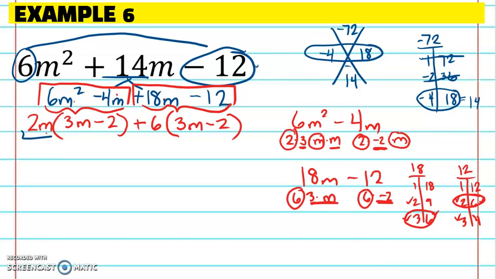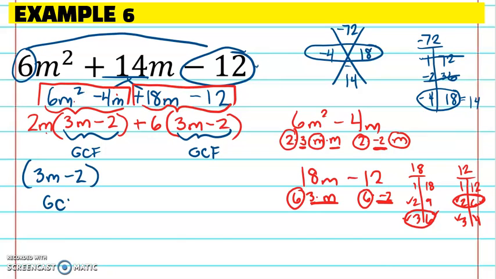And now I look, okay, I have my two things, but I'm still adding. I'm not at the multiplication yet, which is my ultimate goal. But I look and I'm like, hey, they're both multiplied by 3m minus 2. Sweet. We pull that out, 3m minus 2. And then we ask ourselves, well, what's left over to multiply? I have 3m minus 2 times 2m, and I have 3m minus 2 times positive 6.